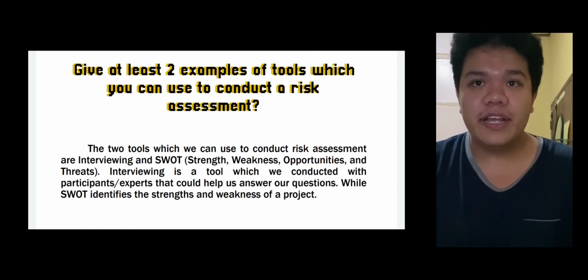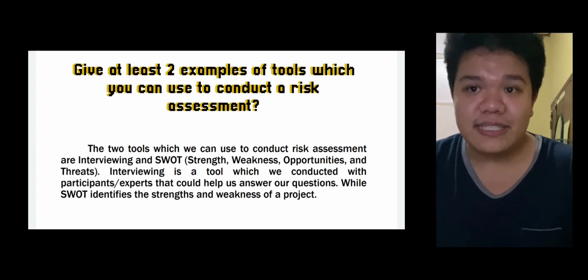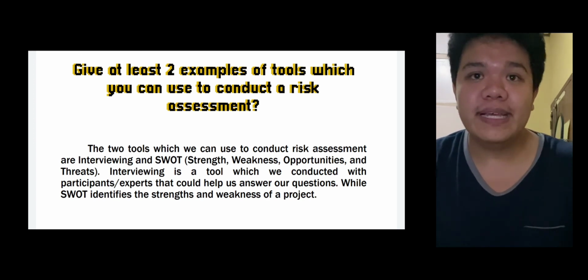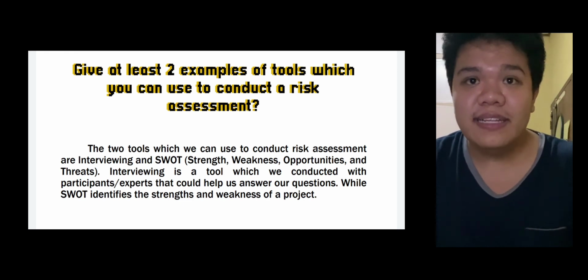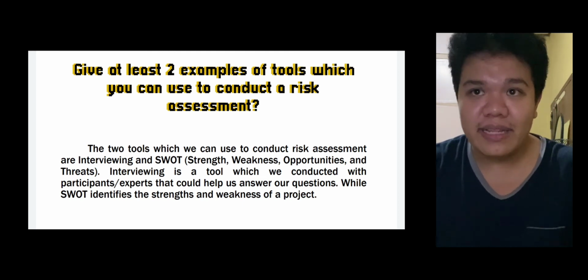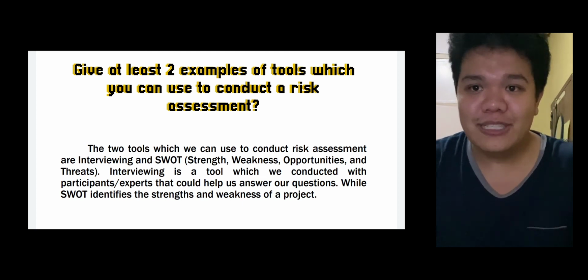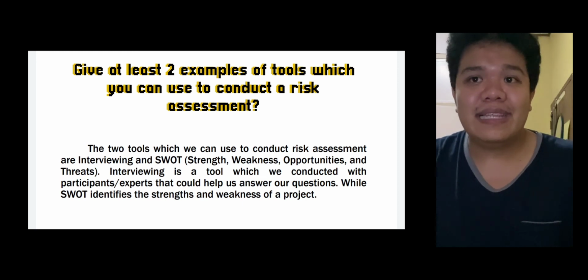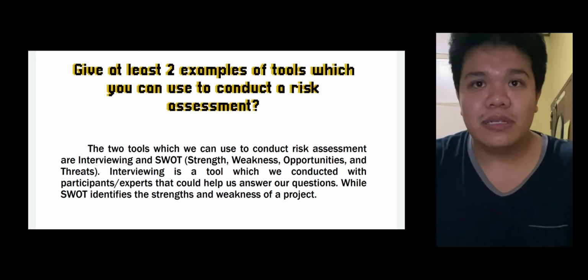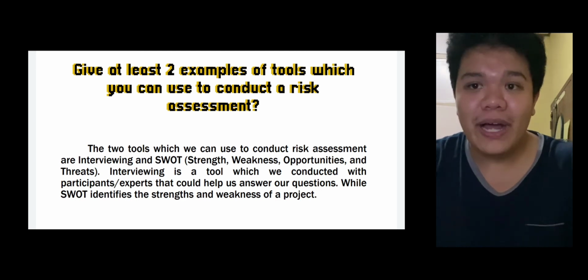Question number 4. Give 2 examples of tools that are used in risk assessment. The 2 tools which we can use to conduct risk assessment are interviewing and SWOT analysis. SWOT analysis stands for strengths, weaknesses, opportunities, and threats. Interviewing is a tool which we conduct with participants or experts that could help us answer our questions, while SWOT analysis identifies the strengths and weaknesses of a project.